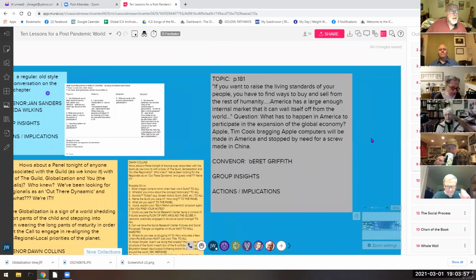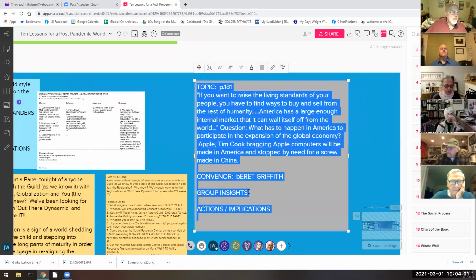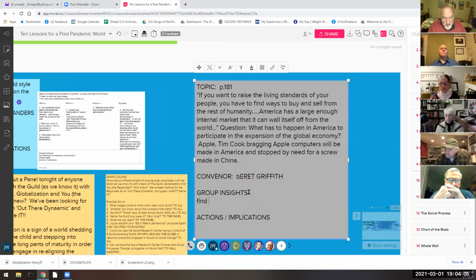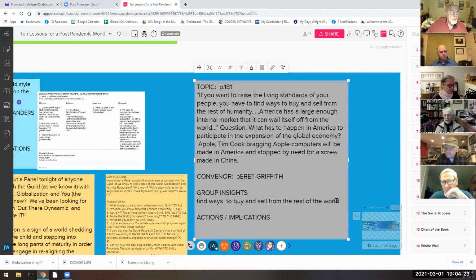Well, we just have to find ways to buy and sell from the rest of the world. The question is whether America has enough oomph that we can isolate ourselves. Our internal market is big enough that we could wall ourselves off from the world, but what we need to do is find ways to buy and sell to the rest of the world. It brings up the Trans-Pacific Partnership that Trump abandoned, that we need to get back into and get other countries involved and forge ahead. I'm complete. Elsa, do you have something?